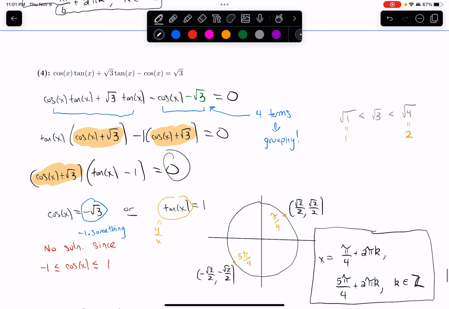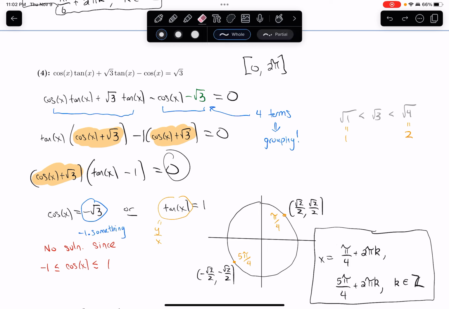So if the problem had given me an interval for x, like if x was in the interval from 0 to 2 pi or something like that, then I would only be going around the unit circle one time, and then we would only get the answers pi over 4 and 5 pi over 4. We wouldn't put plus 2 pi k on them.